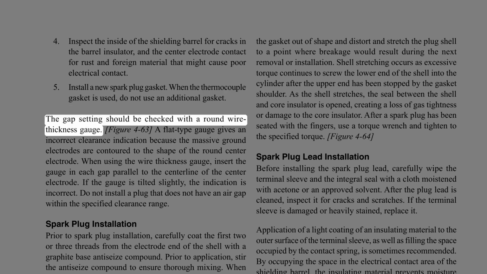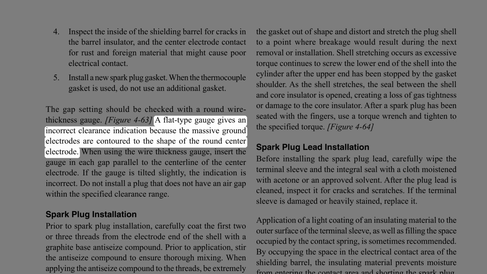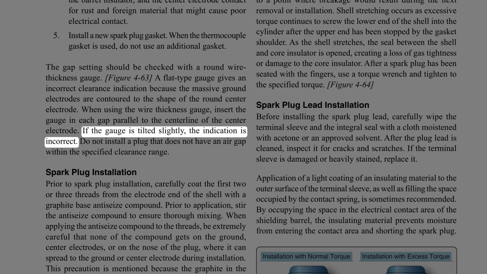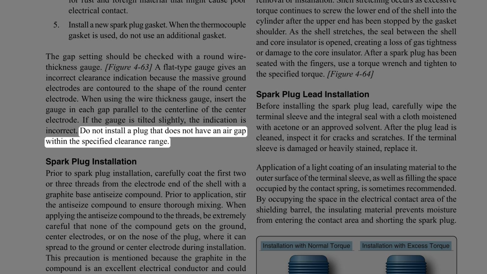The gap setting should be checked with a round wire thickness gauge. A flat type gauge gives an incorrect clearance indication because the massive ground electrodes are contoured to the shape of the round center electrode. When using the wire thickness gauge, insert the gauge in each gap parallel to the center line of the center electrode. If the gauge is tilted slightly, the indication is incorrect. Do not install a plug that does not have an air gap within the specified clearance range.